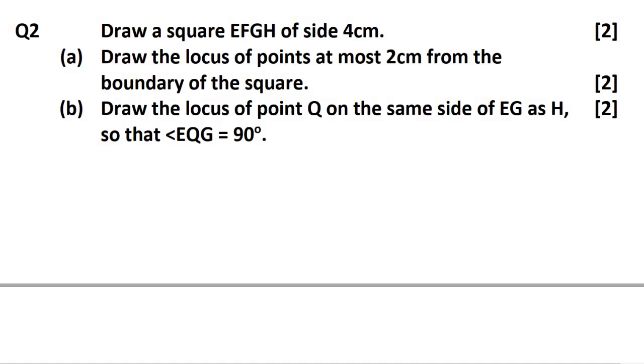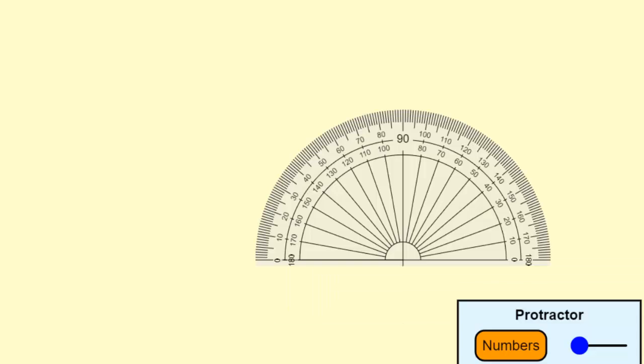Draw a square EFGH of side 4 centimeter. Mark 90-degree angle.